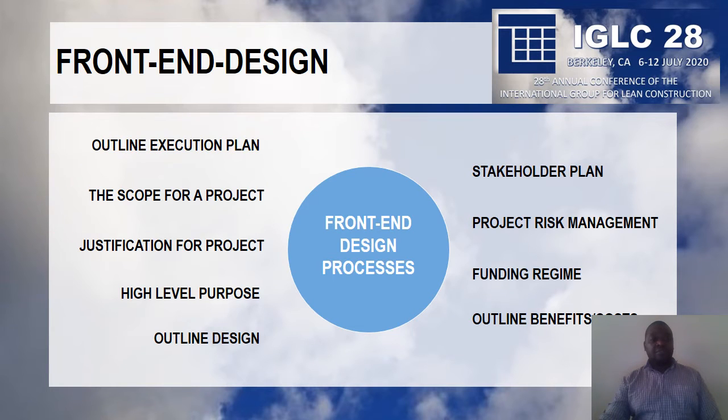In terms of front-end design, how it's structured, there are 9 distinct phases that we found in research, including the outline planning, scope development, justification, of course, which involves feasibility studies, sometimes called project definition in IGLC forum, and high-level definition of high-level purpose, development of outline designs. We have elements of stakeholder planning, project risk management, identifying funding, and defining outline benefits for projects.